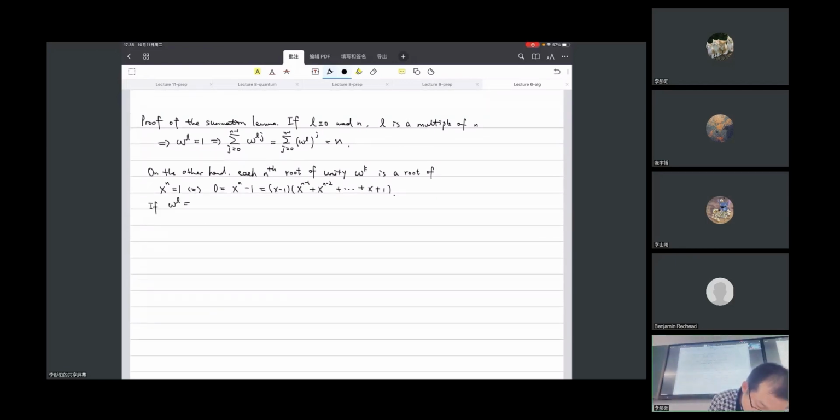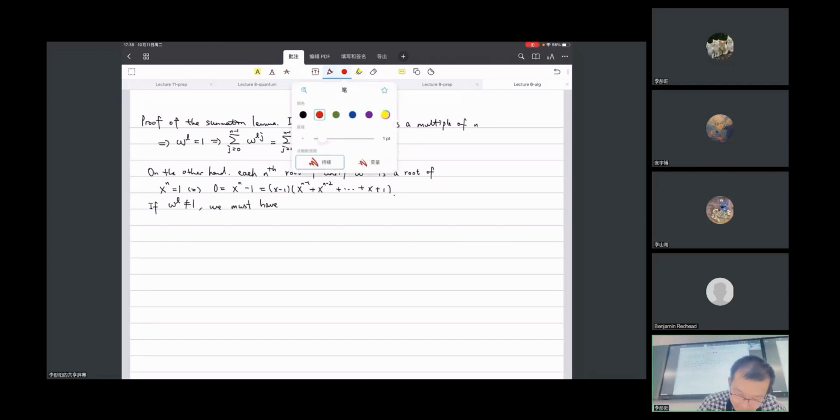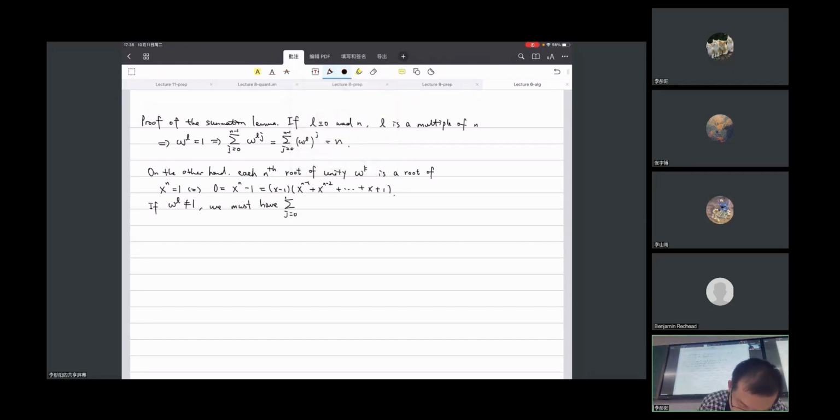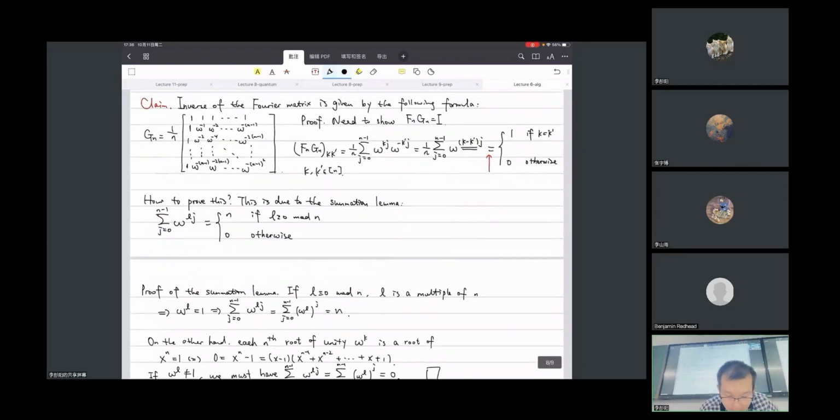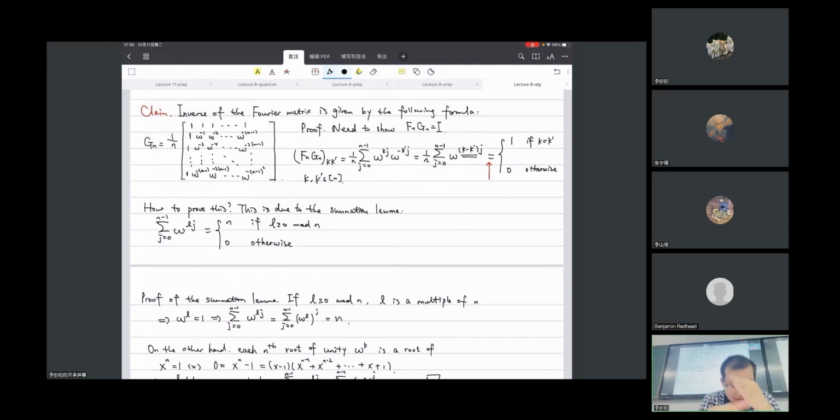So if omega to the L is not equal to 1, we know that omega to the L to the n equals 1, so it is an nth root of unity. Then we know that 0 must equal the polynomial, replacing x by omega to the L. So we know this product must equal 0, but this part is not equal to 0. So this concludes that the summation must equal 0, and this concludes everything. Okay, so is this clear to you that this Gn is the inverse of the matrix Fn?